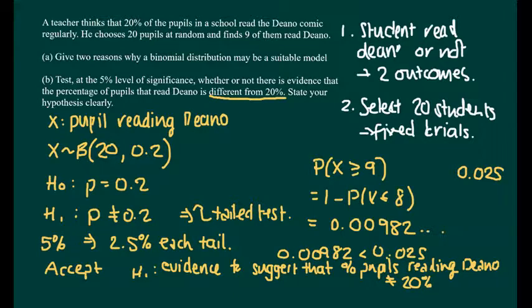So that's it. So we've seen a one-tailed test and a two-tailed test in this video. Check out the next video for finding the critical region.